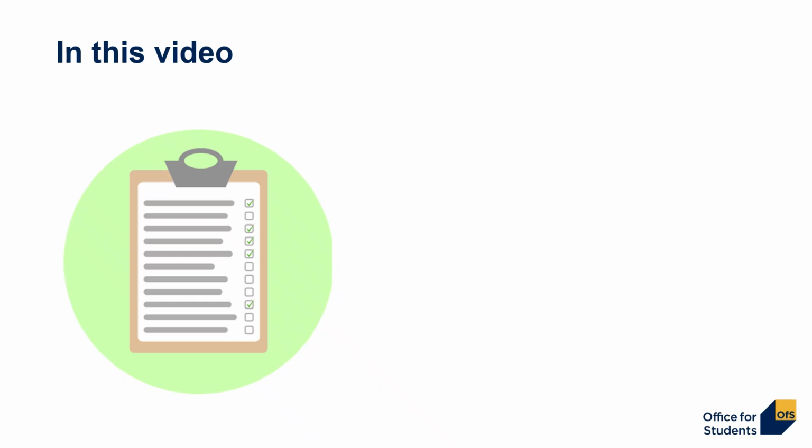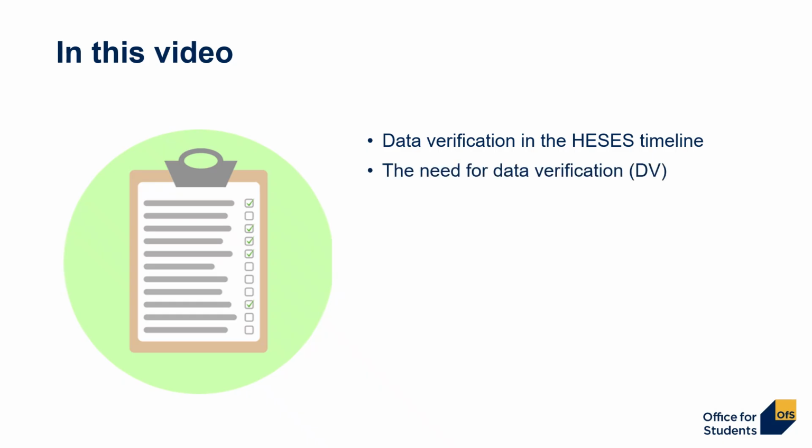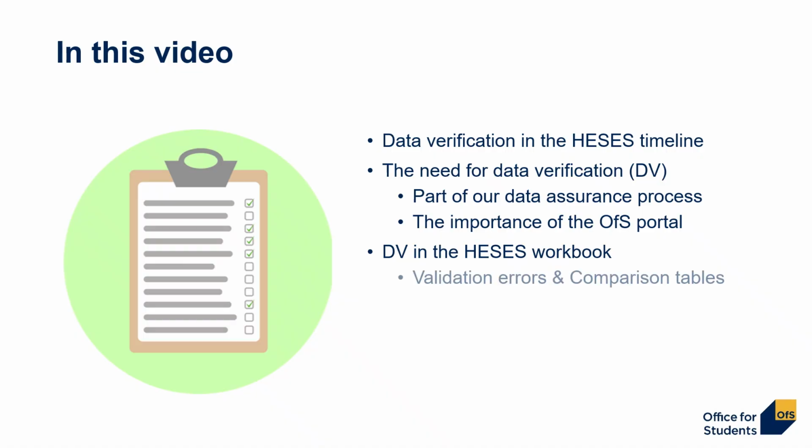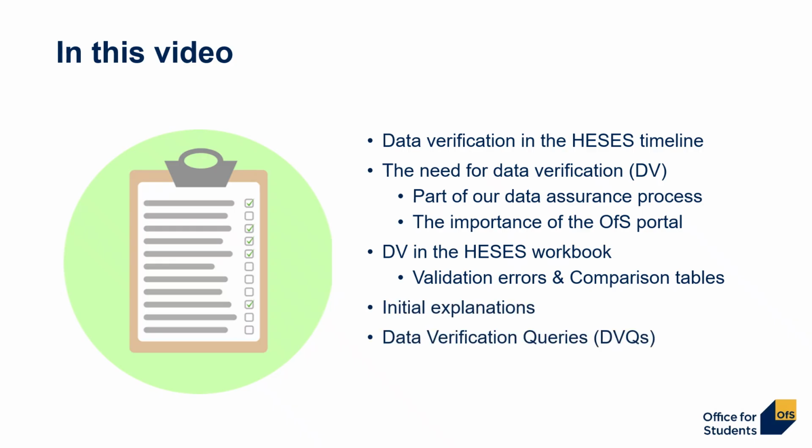In this video we'll start with a reminder of where data verification sits in the HESES timeline, and then we move on to consider the need for data verification and the role that it plays as part of our data assurance process. We'll look at the importance of the OFS portal before then moving on to data verification in the HESES workbook itself, validation errors and comparison tables being the two topics there. We'll also look at initial explanations, and then we'll discuss data verification queries before moving on to sign off. Finally, for anything which might change after this, we'll briefly touch on the data amendments process.